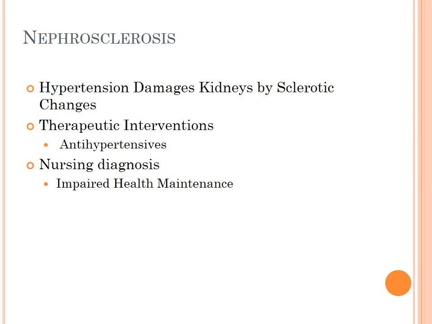Antihypertensives will be in use, and they may be pretty potent ones. Low sodium diet and dialysis may be necessary. Prognosis is poor, only because if they have nephrosclerosis, they have arteriosclerosis or atherosclerosis throughout the body. So they're at increased risk for problems in the vessels in the brain, like a stroke, or coronary arteries, heart attack. So nursing diagnosis: ineffective health maintenance.